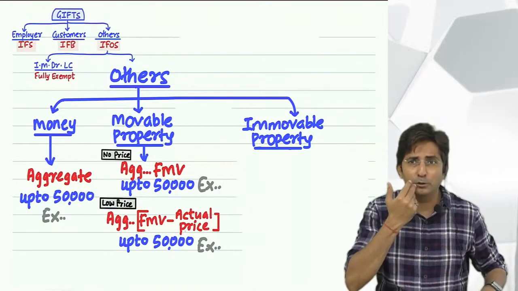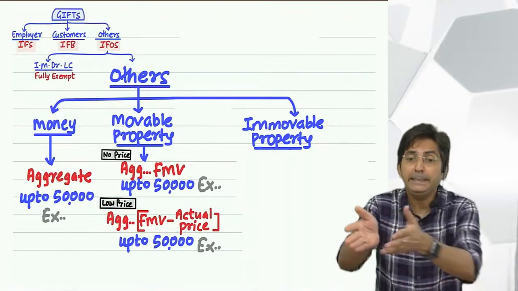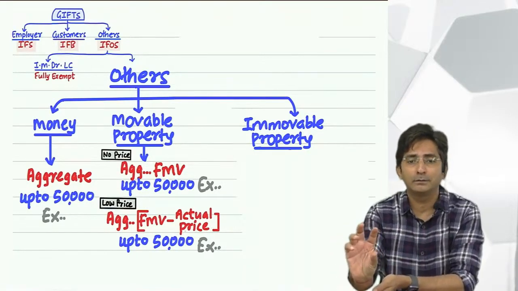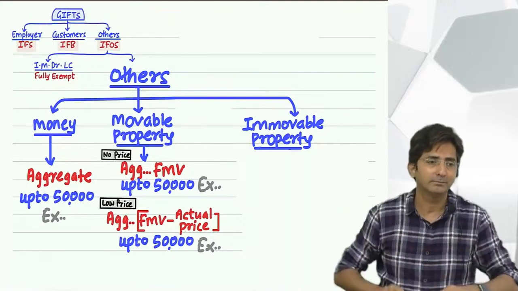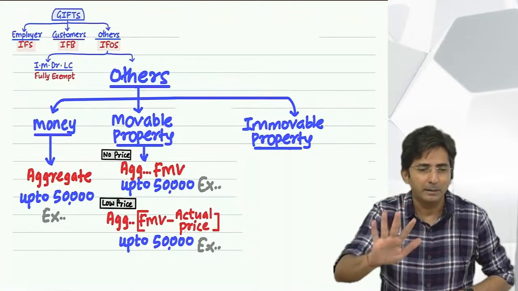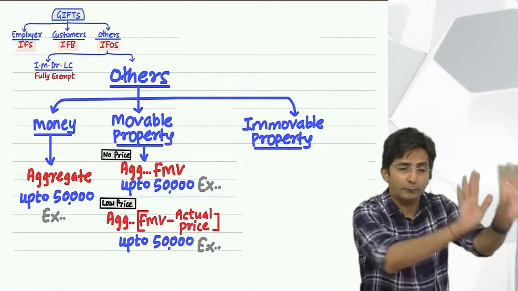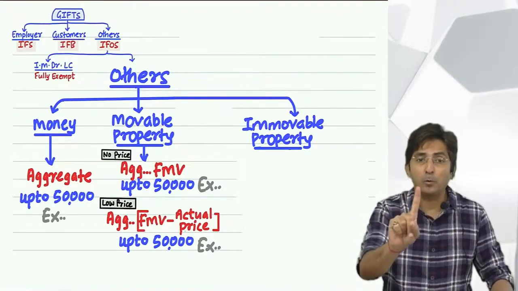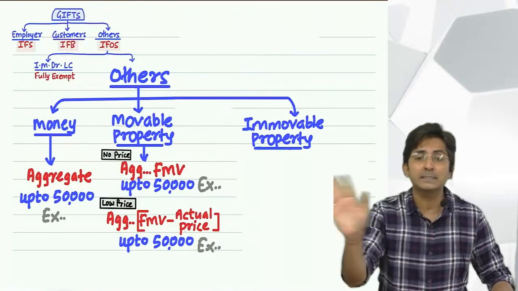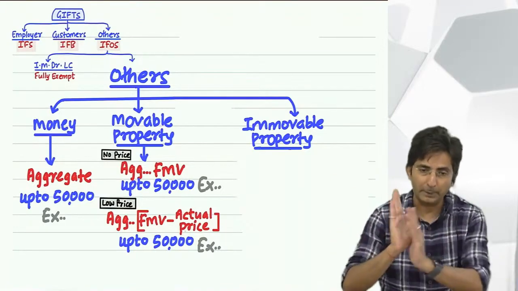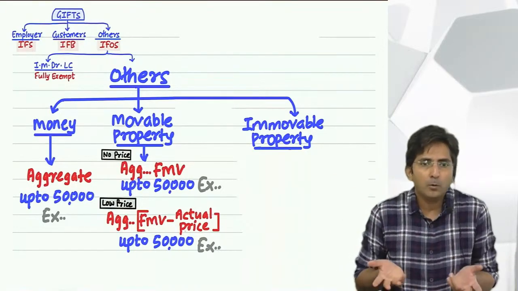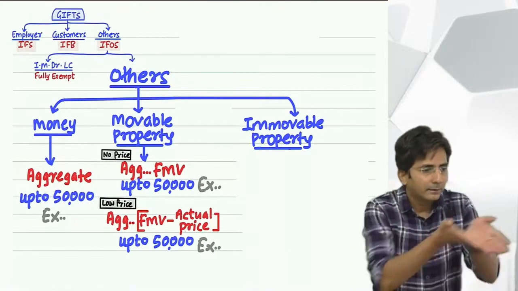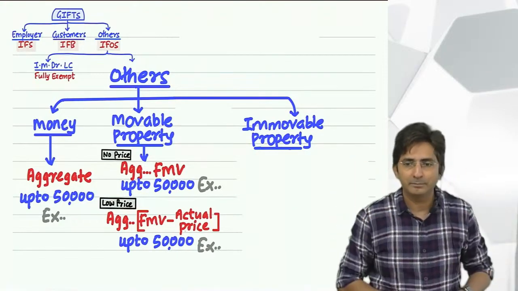See, my example also sounded so funny. I said, he gave me a bungalow for 50,000. But just for example, then she also gave me a bungalow for 50,000. So will you aggregate? No. In immovable property, the law doesn't ask you to aggregate. You have to keep it per property. So per property it is 50, 50, both are exempt.